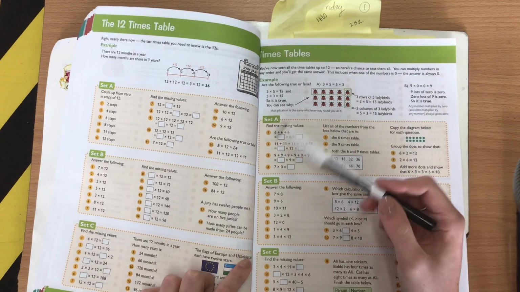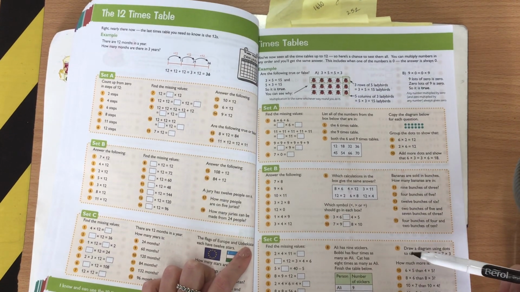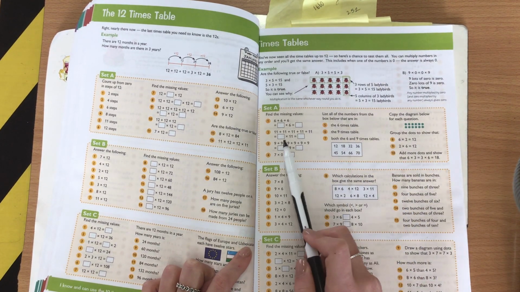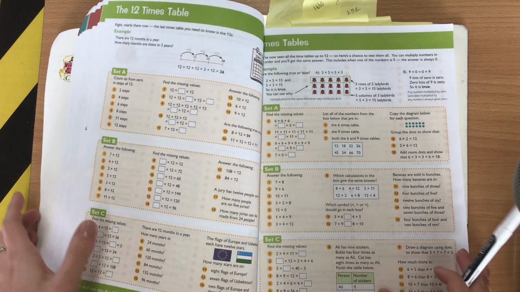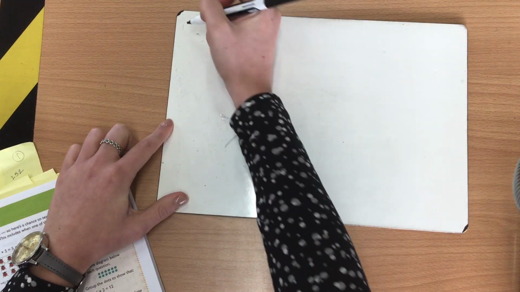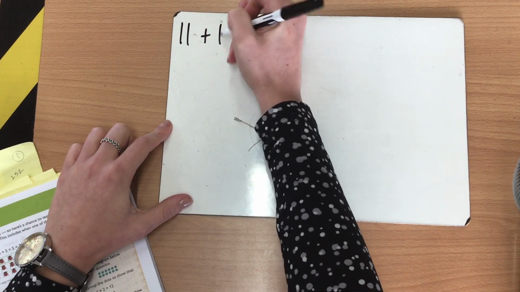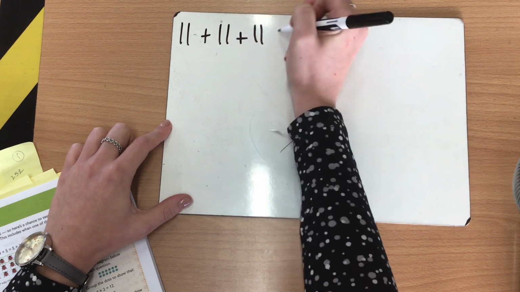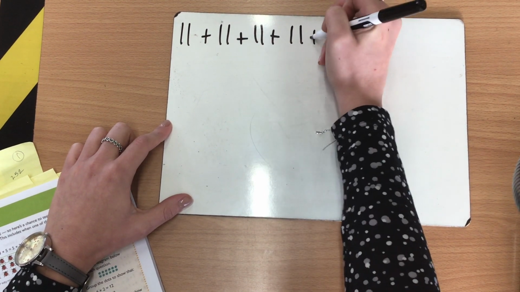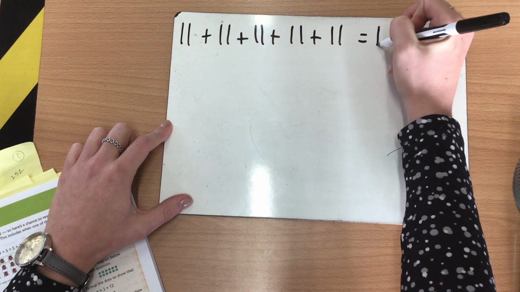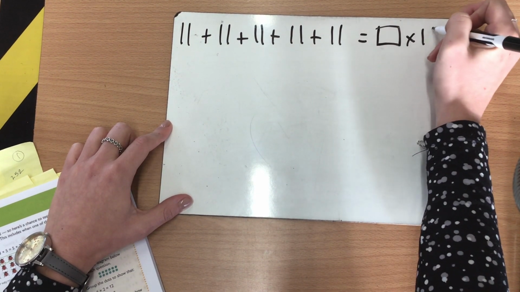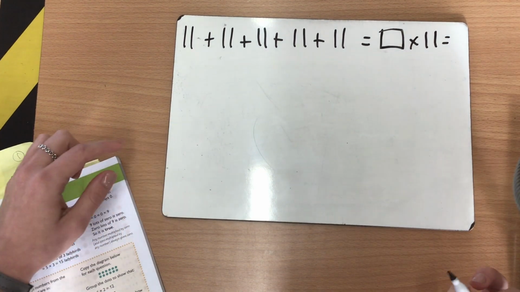So when you get onto the next page, this is where you're using all your times table skills that you have been learning. So we're going to have a look at question 2. Again, it's following that same pattern of the equation being balanced, but this time we're looking at our 11 times tables, which you practiced the other day. So it says 11, add 11, add 11, add 11, 11 equals something times by 11. So this is what it looks like in your book.